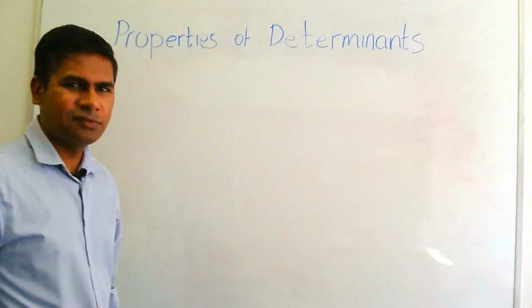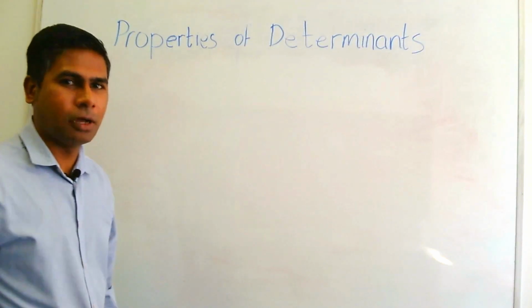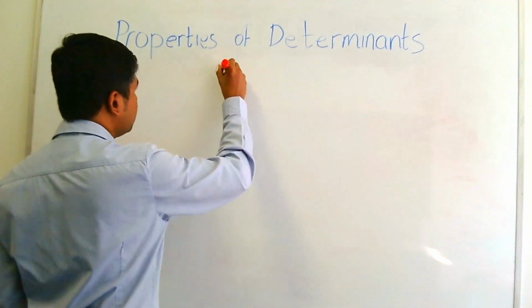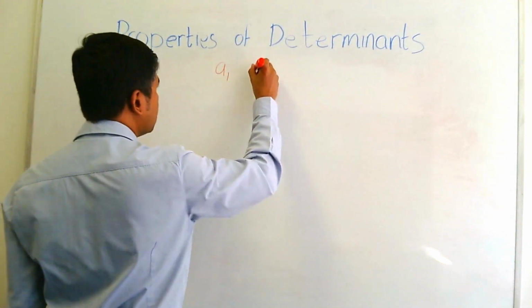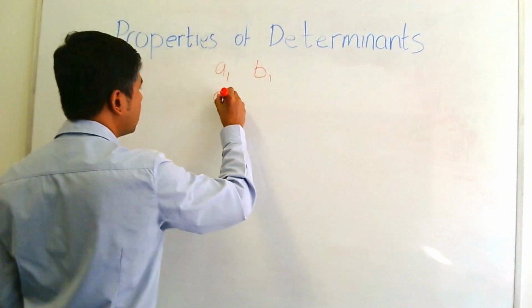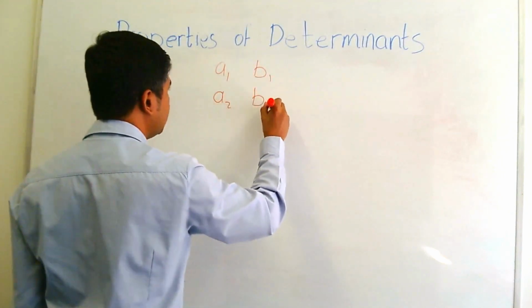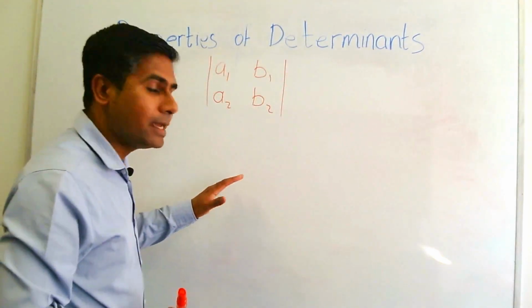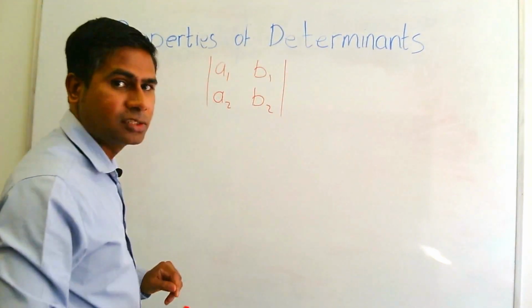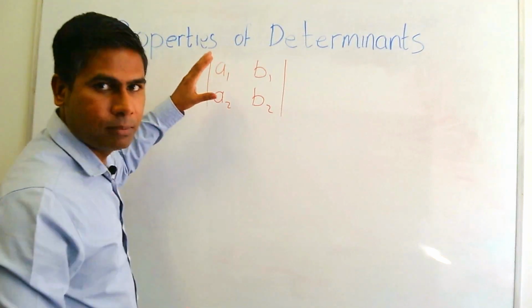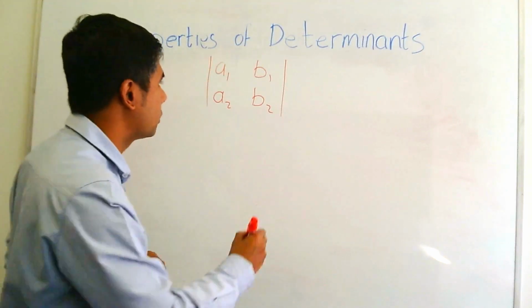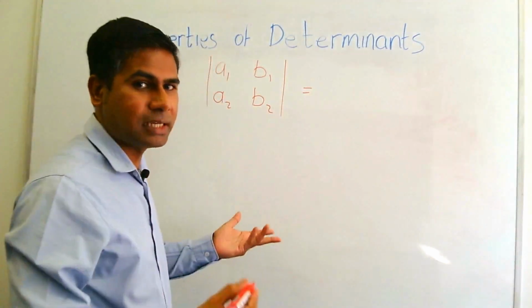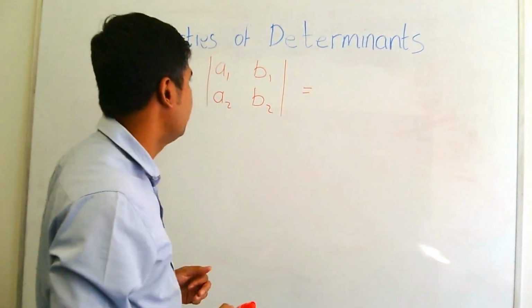Hi there. In this video, we're going to talk about some properties of determinants. We can have just a 2 by 2 determinant consisting of A1, B1, A2, and B2. What we can do is interchange these rows and these columns. The column would become a row and the row would become a column. If we do that, we'll still get the same value of the determinant if we evaluate it.